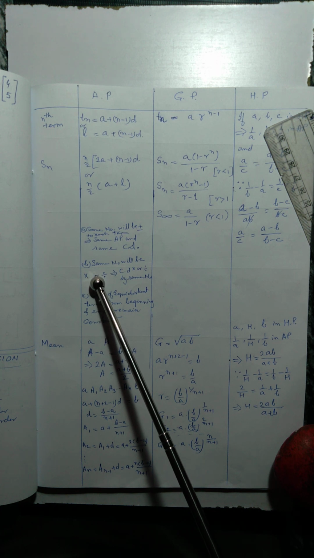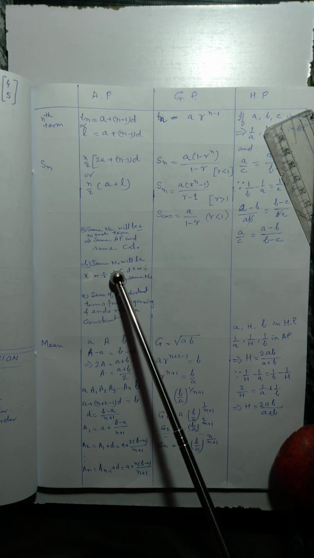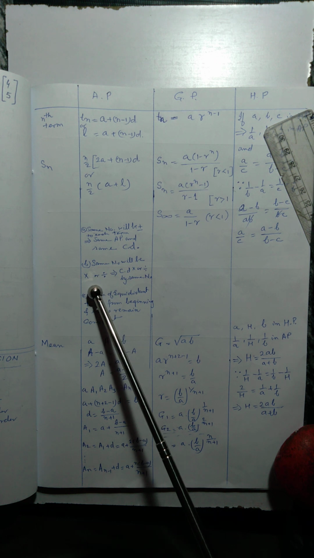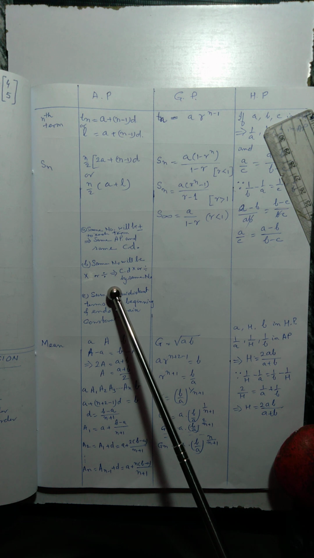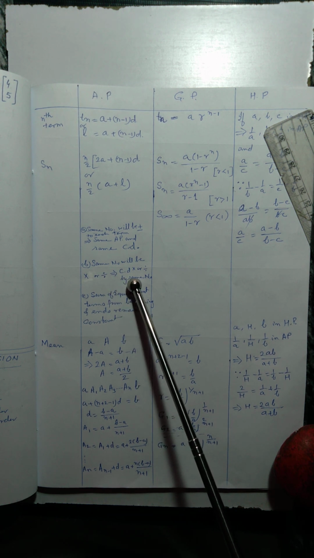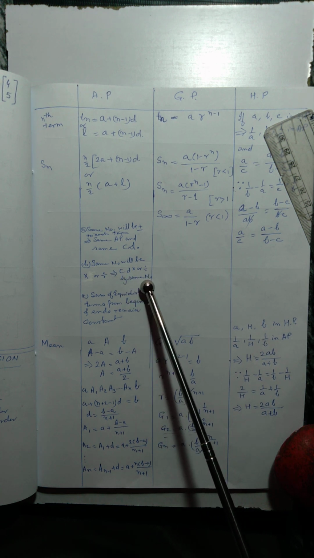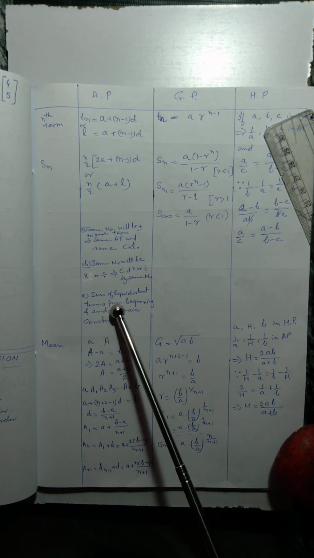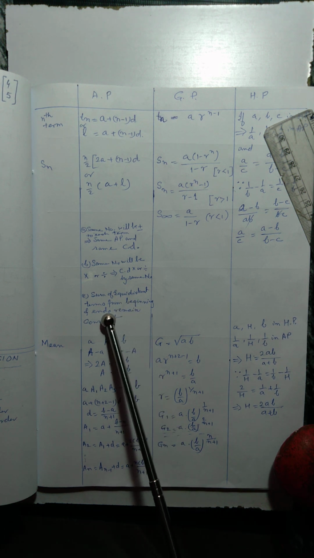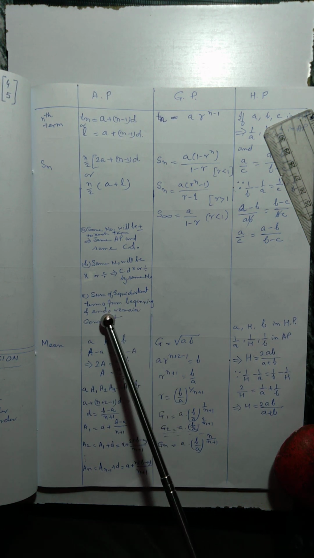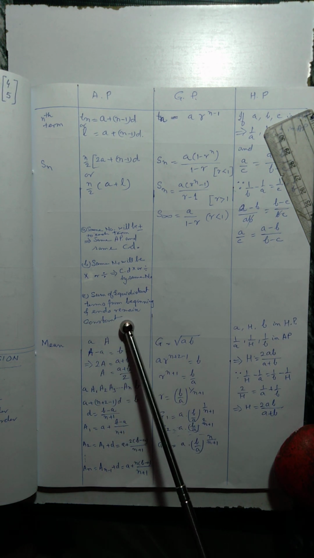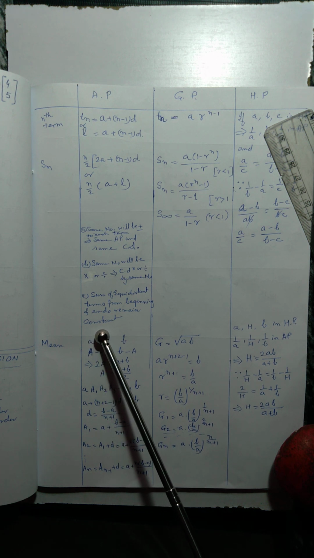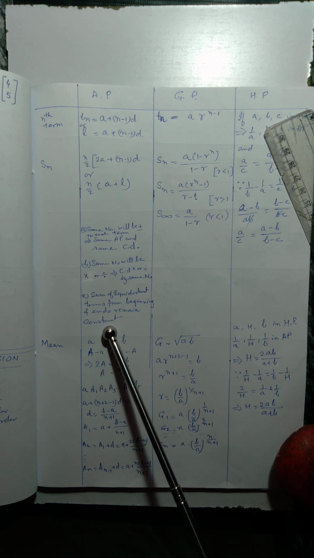Now, while we are multiplying or dividing each term by a common number, the common difference will also be multiplied or divided correspondingly. Now, the sum of the equidistant terms from the beginning and the end remains constant.